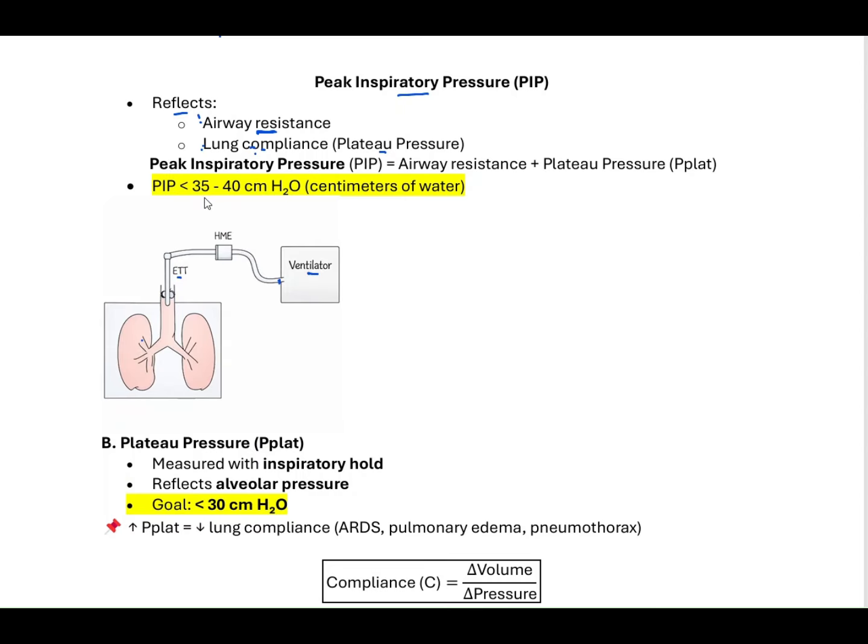And like we mentioned earlier, we want this peak inspiratory pressure to be less than what? Less than 35 to 40 centimeters of water, right?